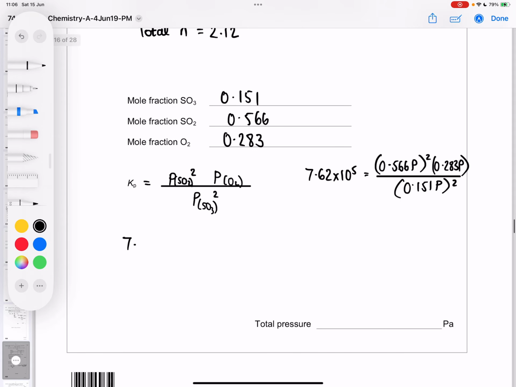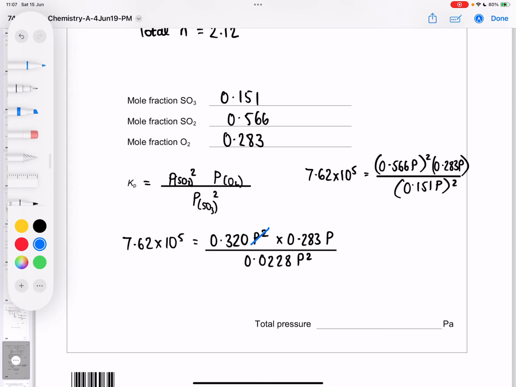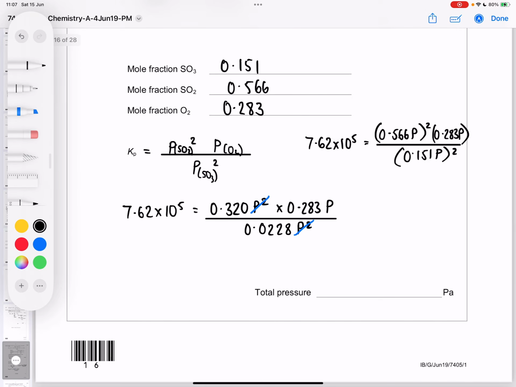So if we do some algebra on this, if we do 0.566 squared, we get 0.320, and then we do p squared, we'd get p squared. And then we're going to times that by 0.283 times p. And then again, if we do the same on the bottom line, 0.151 squared, this comes out as 0.0228, and then p squared is p squared. What we can do now is notice that we can cancel the p squareds, and that leaves us with a bunch of numbers and 1p.